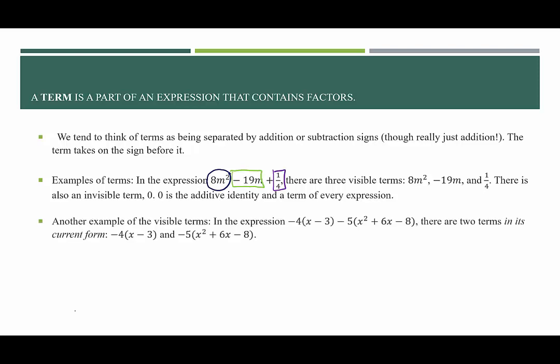Another example of visible terms is the expression -4 times x minus 3 minus 5 times x squared plus 6x minus 8. This has only 2 terms in its current form. The 2 terms, the things that are exclusively separated by addition and subtraction, are the minus 4 times x minus 3 and the minus 5 times x squared plus 6x minus 8. If we were to use the distributive property, that would change the number of terms that the expression has. And that's fine. It's just as it is now, there are 2 terms.